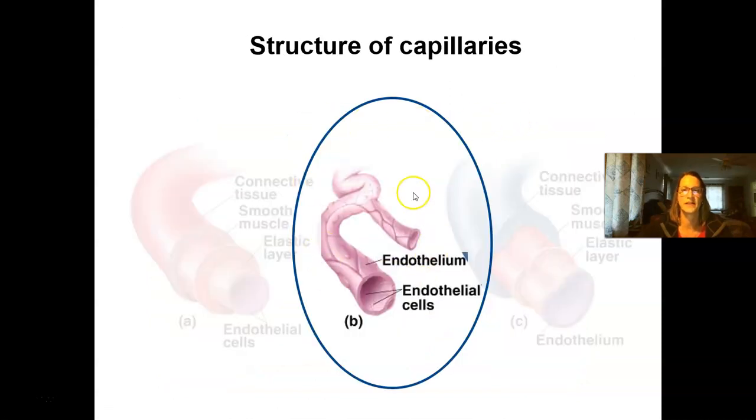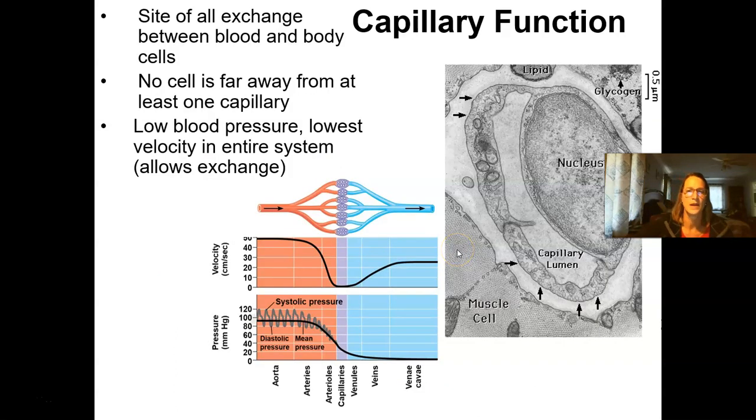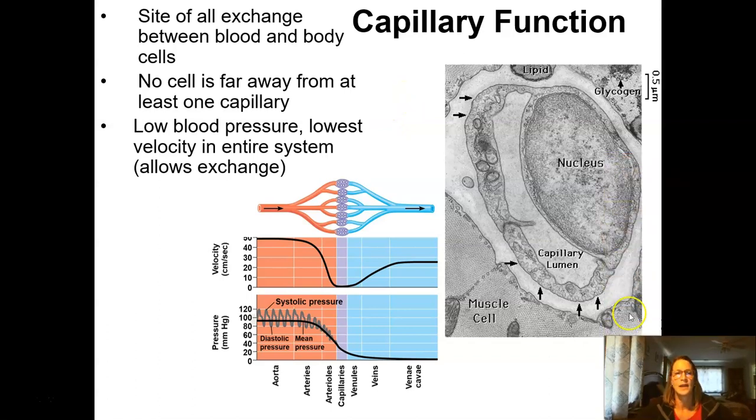So let's talk specifically then about capillaries. This is that figure I showed you before, but with the arteries and veins sort of faded out. And again, this is one layer of cells, the endothelium, and you can see the individual cells here, and that's a nucleus. So this is the capillary. Capillary is the site of all of the exchange between the blood and the body cells. And capillaries run through your entire body so that not any of the cells are very far from a capillary.